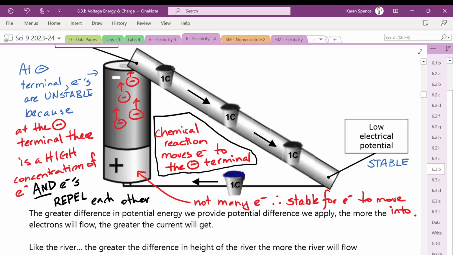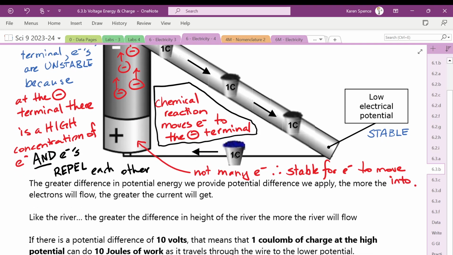So like the river, the greater the difference in height of the river, the more the river will flow, and the greater the difference in voltage, the potential difference, the more the current will flow.